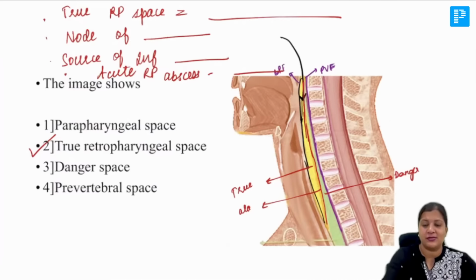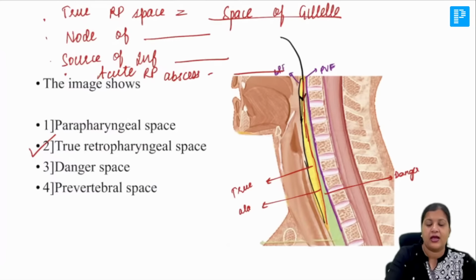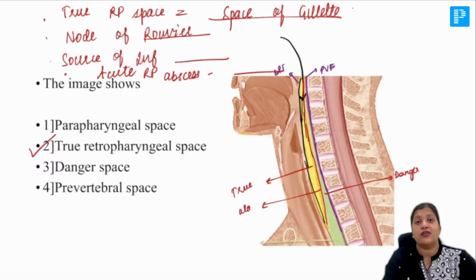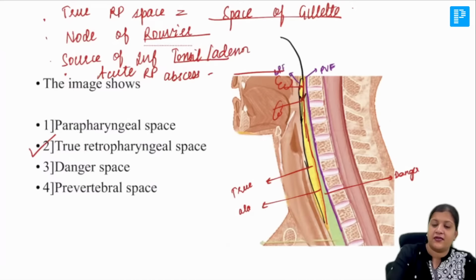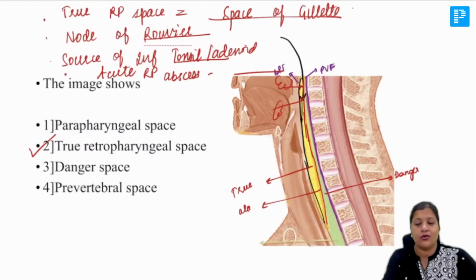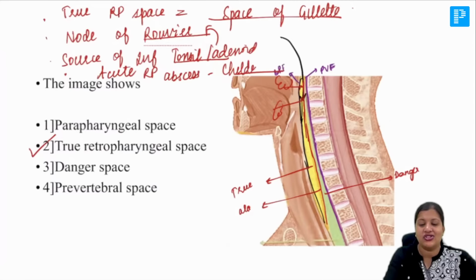Yes, true retropharyngeal space is called space of Gillette. What is the node that is present there? Very good. All of you are right. Mamta, you're good, right? It is called node of Rouvier. The source of this infection is usually adenoid and tonsil. So it is tonsil or adenoid infection. Whenever there's a tonsil or adenoid infection, it can go to this node, causing suppuration of the node to result in acute retropharyngeal abscess. And this is commonly seen in children.